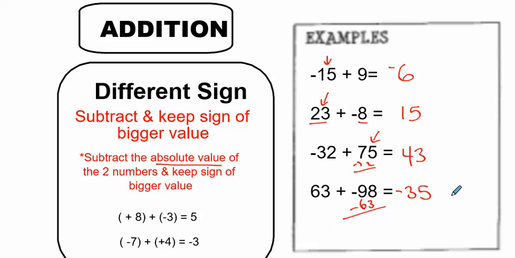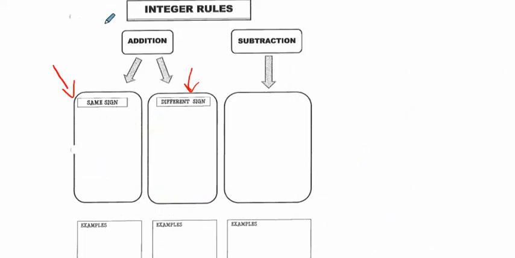Okay? Now, if you put these in terms of money, I think it makes a little bit better sense to you. So if I owe somebody $98, but I pay them 63, I still owe them $35. Okay? If I owe somebody $32 and I earn 75 working, once I pay them, I still have $43 left. Okay? All right.